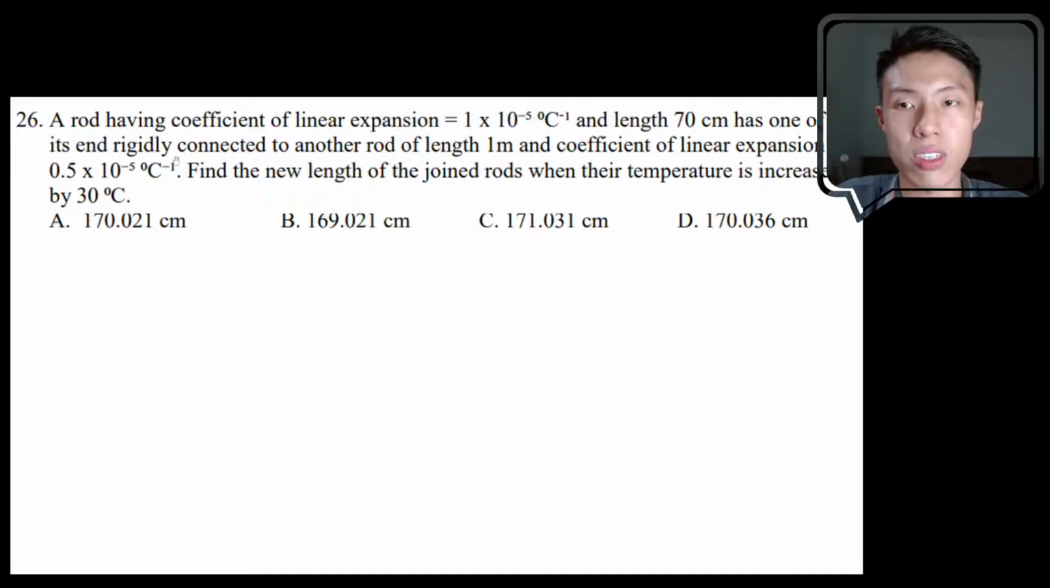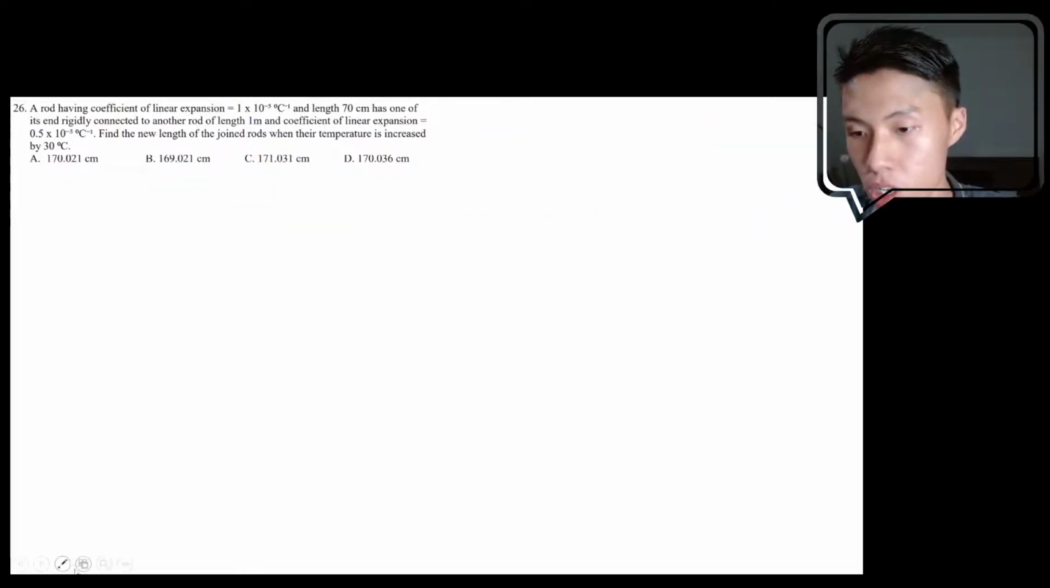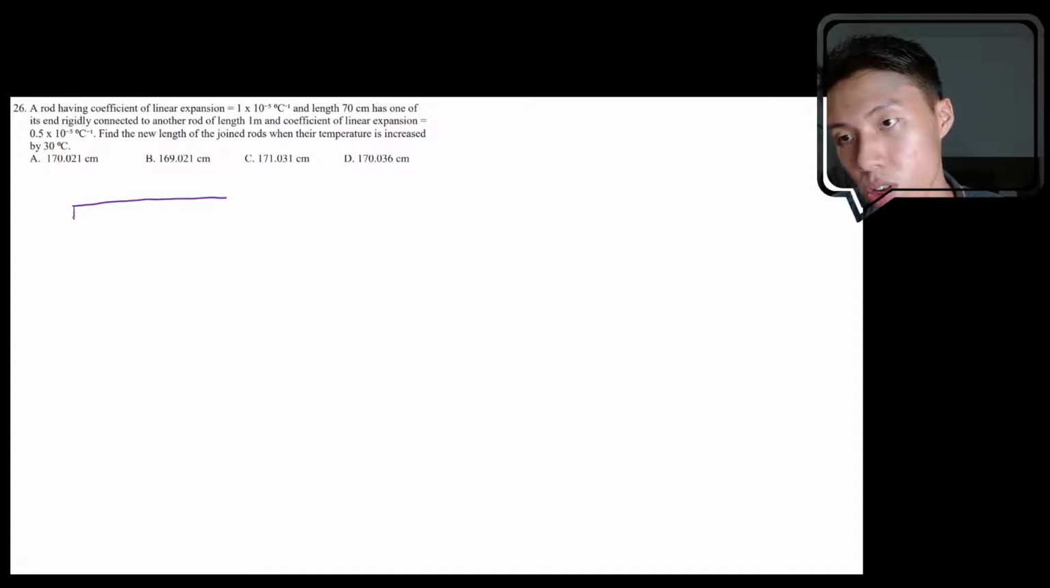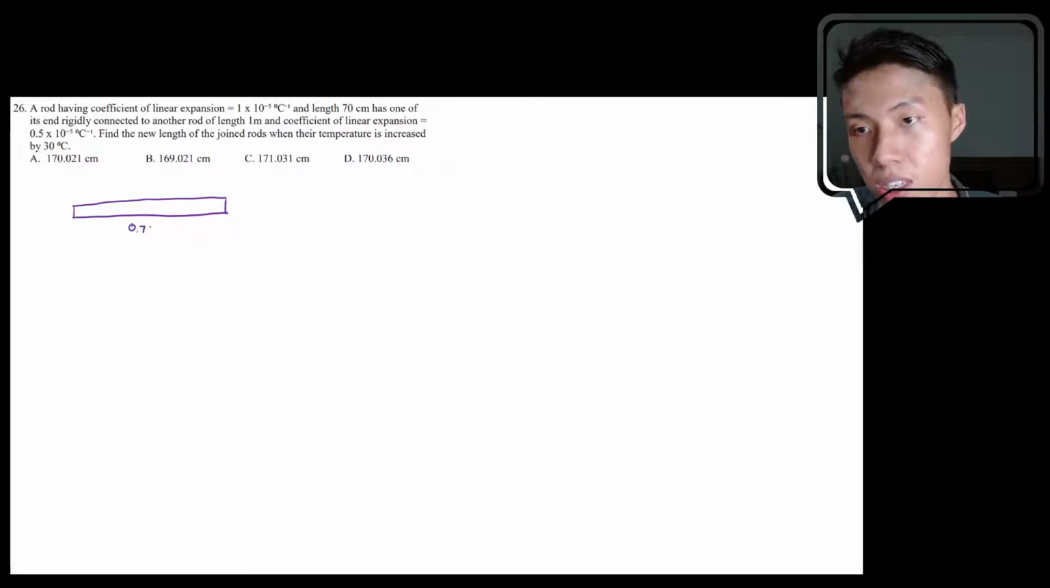Okay, so let's draw out the situation first, then after that we'll read the question. What are they asking for? So we have one rod which is 70 cm. Let's draw it over here. You have a rod which is 70 cm, so let's call it 0.70 meter. Then this rod here has a coefficient of linear expansion alpha of 1 times 10 to the power of negative 5 per degree Celsius. So I'm going to call this 1 because I know this will be the first rod, there will be a second rod.